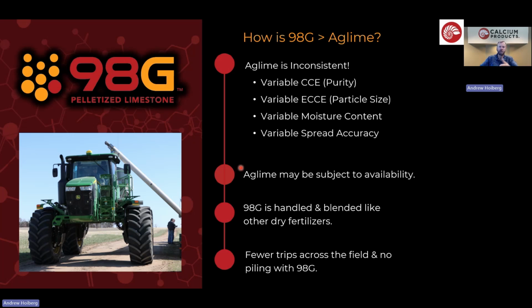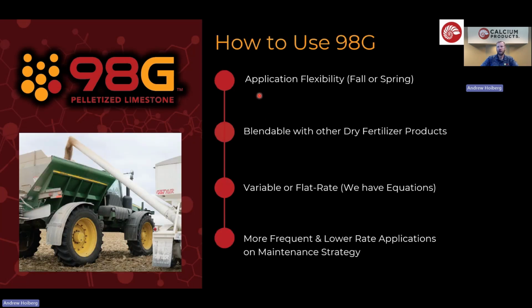That's what we really want to have people focus on with 98G: get those liming applications in the front of your mind so that we can help overcome some of these hard economic times, and also take advantage of those input dollars that we're putting into our operations. 98G can obviously be handled and blended like other dry fertilizers. We've talked a lot about that. And then, of course, logistically, fewer trips across the field, no piling, less labor, all those things that are beneficial for your operation.